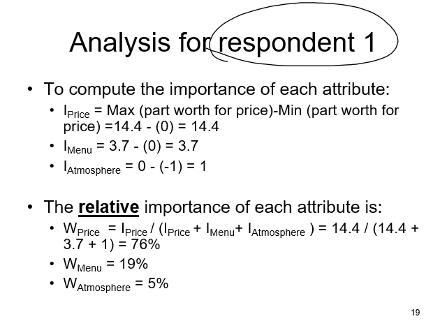Okay, so for respondent 1, you take the largest utility for price, which is 14.4. That was the utility you'll gain if the price was actually 5. You subtract the smallest, which was for a price of 18 and was a utility of 0. So it gives you an importance of 14.4. In the case of menu, you get an importance by taking the largest minus the smallest, which is 3.7. And in the case of atmosphere, you remember you have a negative value, which obviously is smaller than 0. So the highest value you have is 0, and the smallest value you have is -1. So you get an importance of 1.